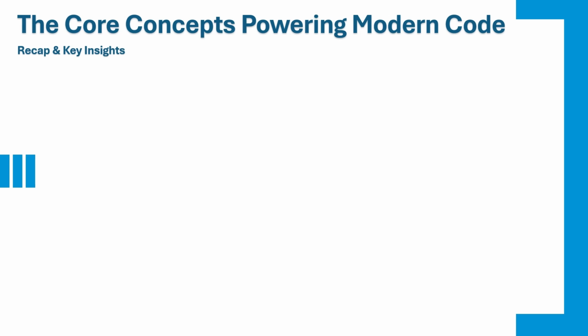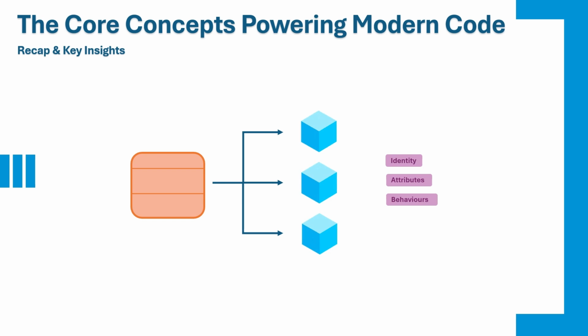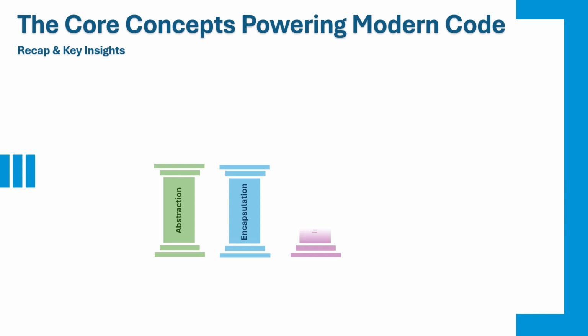As we wrap up this journey through object-oriented programming, let's take a moment to reflect on the core concepts we've covered that empower modern code. We began with an introduction to OOP, where we explored the core characteristics of objects, identity, attributes, and behaviors, and saw how classes define them. Next, we dove deep into the four pillars of OOP: abstraction, encapsulation, inheritance, and polymorphism, the foundation of object-oriented design.